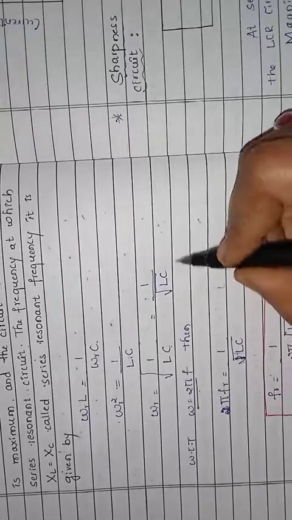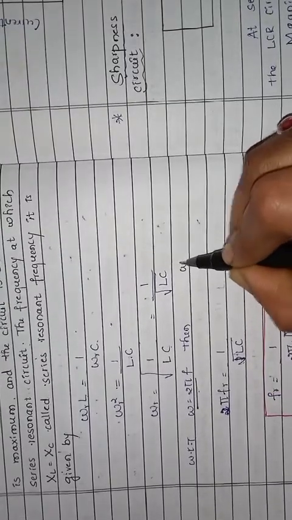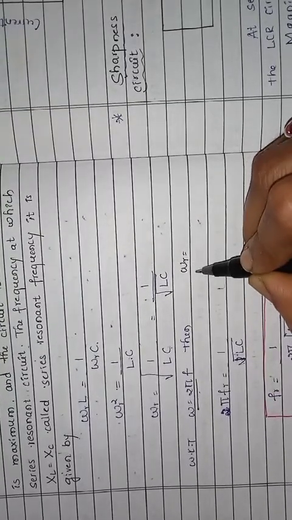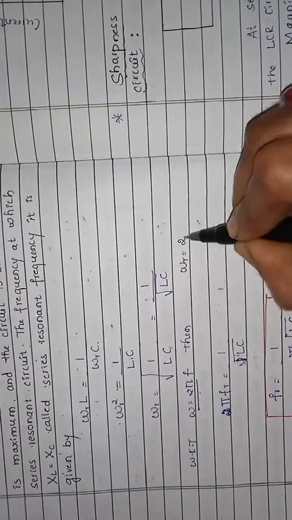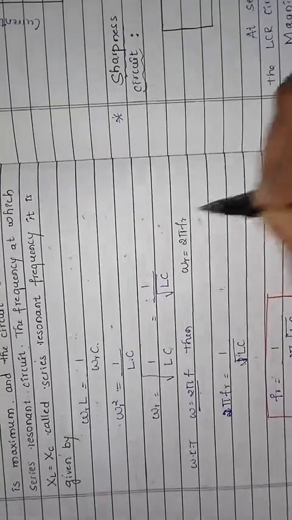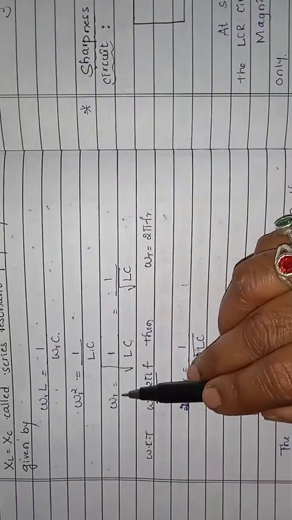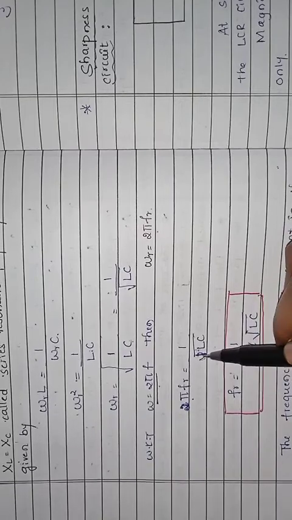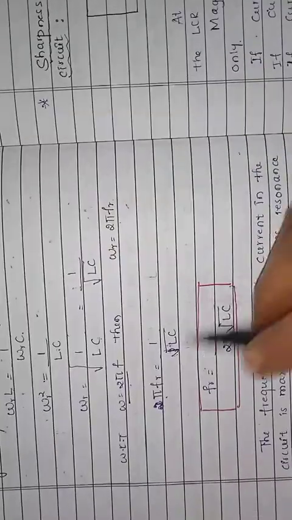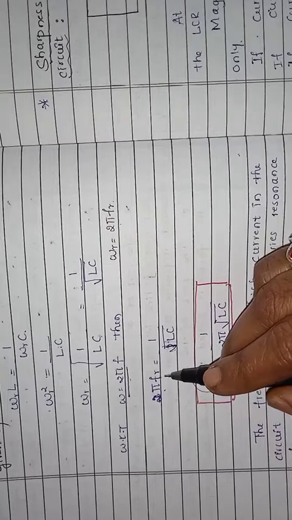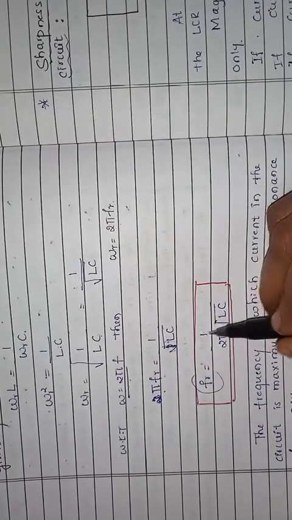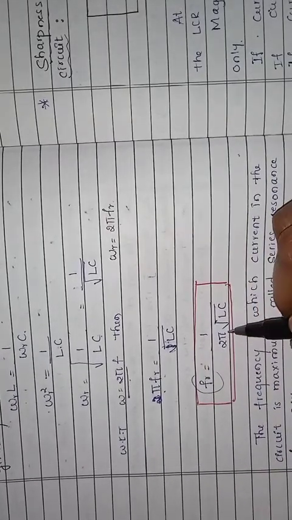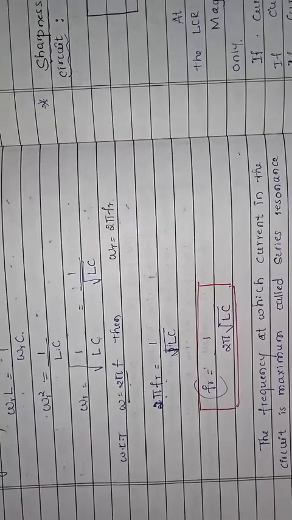We know that omega is equal to 2 pi f. So replacing this omega R by 2 pi f R, we get 2 pi f R is equal to 1 by square root of L into C. We need the resonant frequency, so the resonant frequency is equal to 1 divided by 2 pi into square root of L into C.